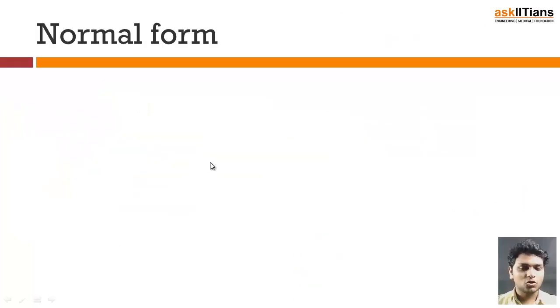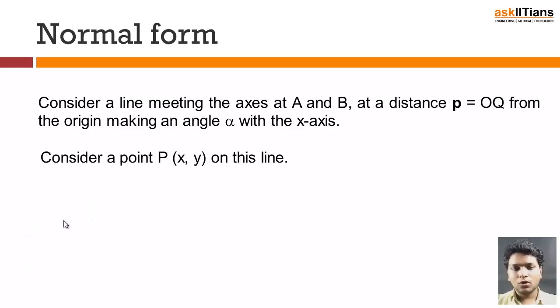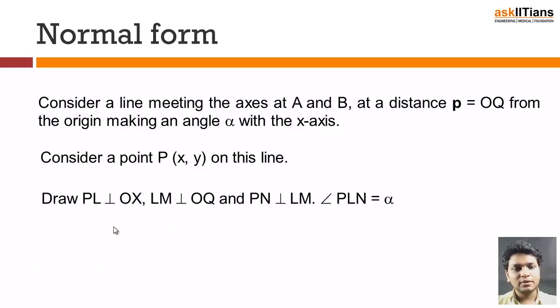The next in the order is normal form. It is one of the most important forms of a line as far as all the formats of a line are concerned. Let us see how we write a line in this form. Consider a line meeting the axes at A and B, at a distance p, that is OQ, from the origin, making an angle alpha with the x-axis. Next, we have to consider a point on this line, and then draw certain perpendiculars as part of the construction to get to the final equation: PL perpendicular to OX, LM perpendicular to OQ, and PN perpendicular to LM, and the angle PLN is going to be equal to alpha.